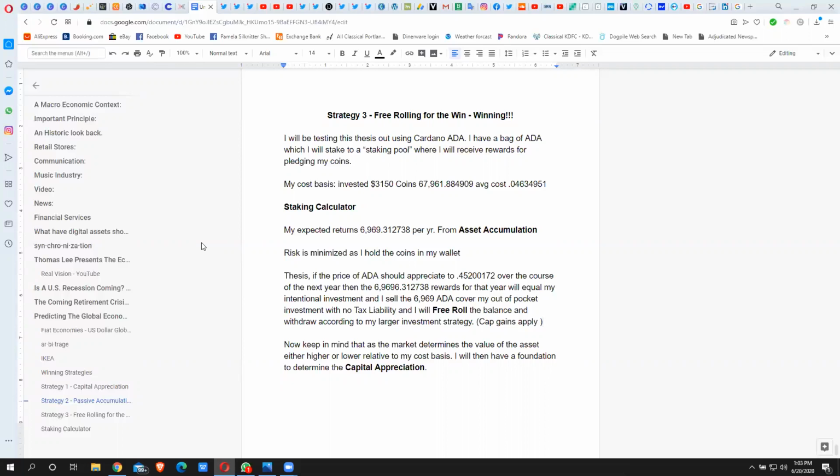Keep that in mind. It's very, very important. Another point to keep in mind is that the market determines the value of the asset, either higher or lower relative to my cost basis. This is why it's so absolutely imperative to understand what your cost basis is so that you can design investment strategies to capitalize and take advantage of whatever situation or whatever goals that you have. Once I understand this, then I have a foundation to determine the capital appreciation that I'm going to profit from.